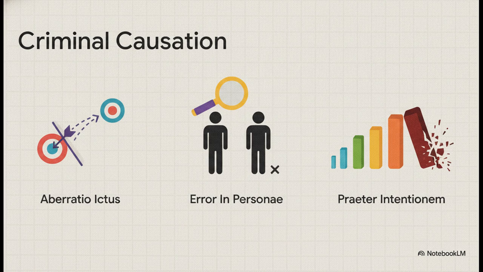Criminal causation still applies through 3 really fascinating scenarios. Say you throw a rock at one window but totally miss and smash another. That's aberratio ictus, a mistake in the blow. If you attack someone in an alley thinking it's your rival but it's actually a total stranger, that's error in personae, a mistake in identity. And if you just mean to punch someone, but they fall, hit their head, and suffer massive trauma, that's praeter intentionem, where the result far exceeds the intent. Basically, the law anticipates human error and holds you liable anyway.